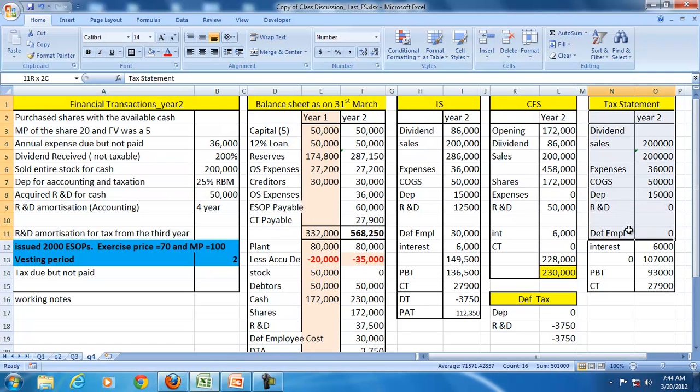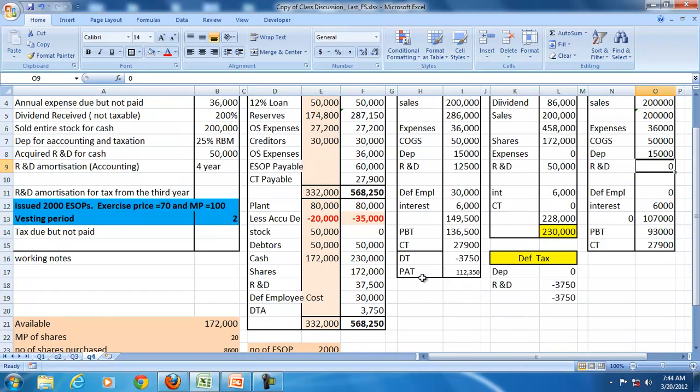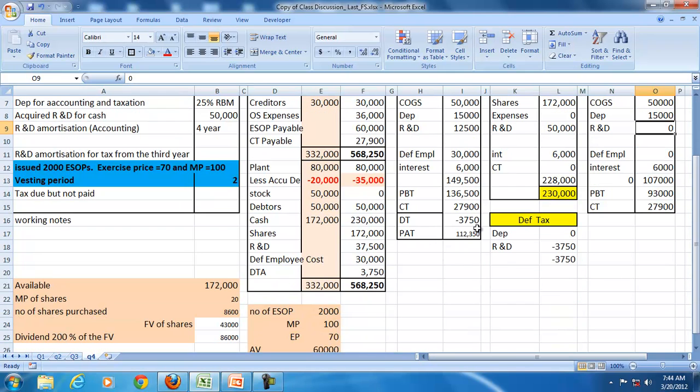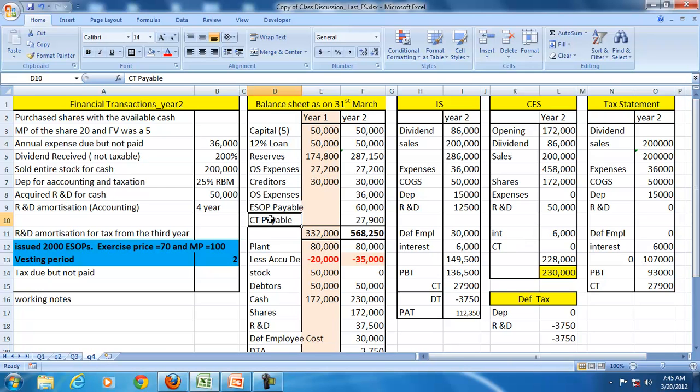And the tax statement is not the same as the income statement because of R&D here. So therefore the R&D is a timing difference, and that leads to deferred tax, and in this case the deferred tax is negative. In other words, there is a deferred tax asset, and current tax payable is a current liability because we have not paid the tax which is due as per the tax laws.